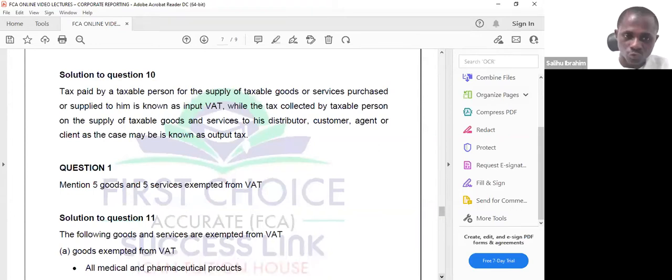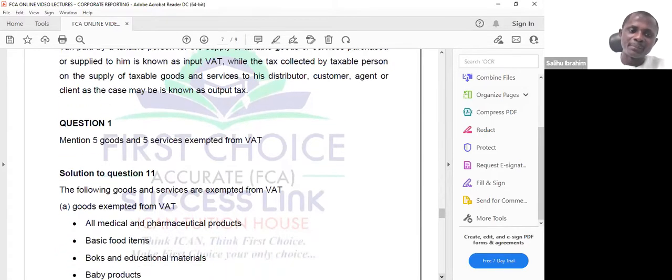Mention 5 goods and 5 services exempted from value-added tax. We have some products or some services that are not subject to value-added tax, that when you buy them, you are not expected to pay value-added tax. So the question says you should mention 5 of them.